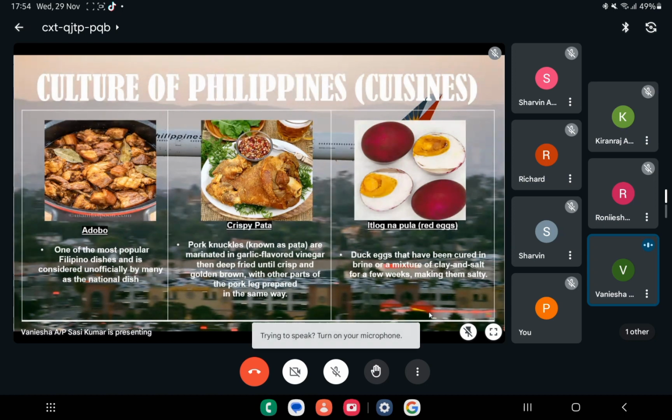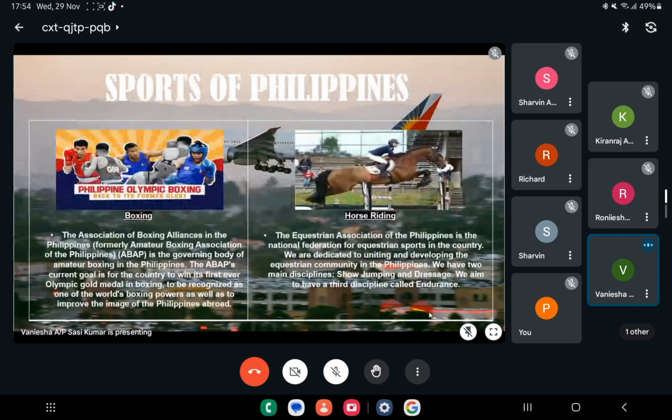The third one will be itlog na pula, which is red eggs. Duck eggs that have been cured in brine or a mixture of clay and salt for a few weeks, making them salty. The next one will be sports of the Philippines. Sports in the Philippines will be divided into two, which will be traditional sport and individual sport.